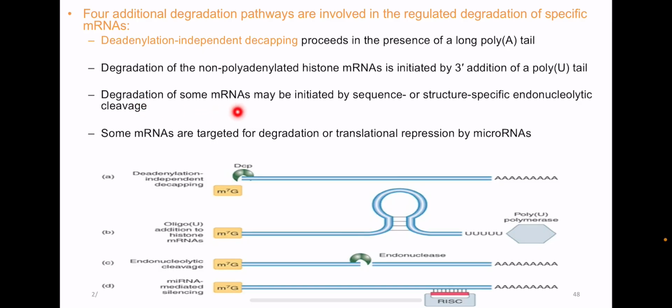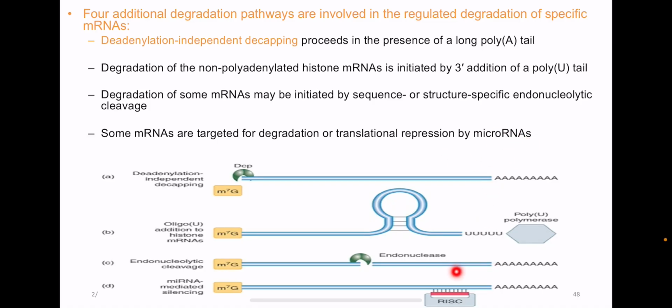Another pathway is degradation of some mRNAs initiated by sequence- or structure-specific endonucleases. There will be some destabilizing elements within the mRNA molecules themselves that will be recognized by specific endonucleases. So these are more direct. Some mRNAs have specific sequences that an endonuclease can cut. This one does not work with the capping or tailing or anything, just endonucleases coming to cleave and degrade it. And some mRNAs will be targeted for degradation by microRNAs.